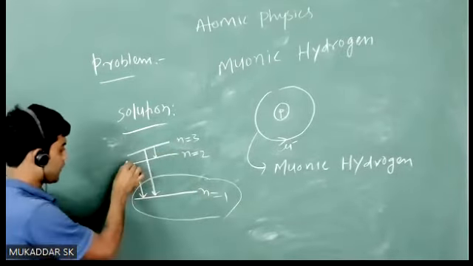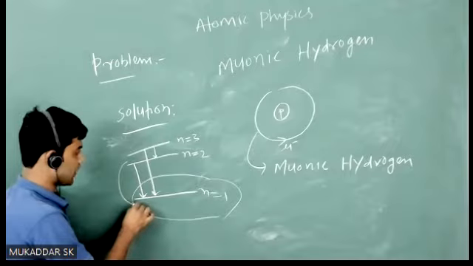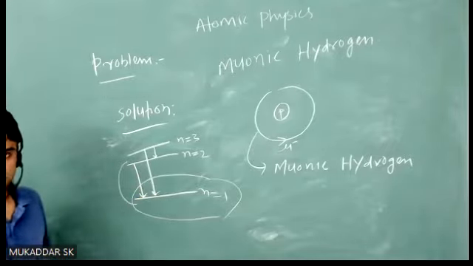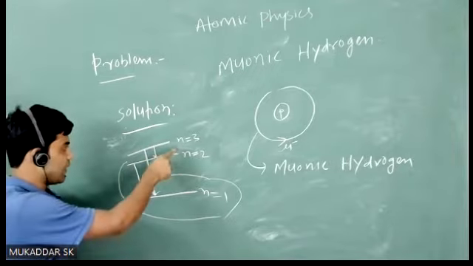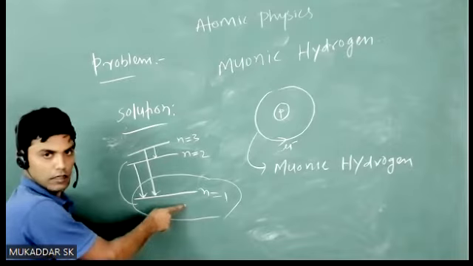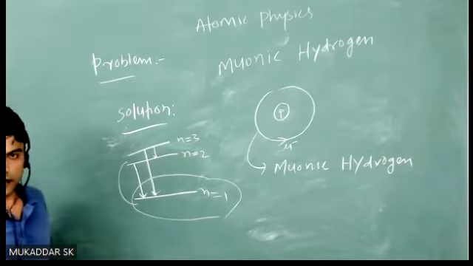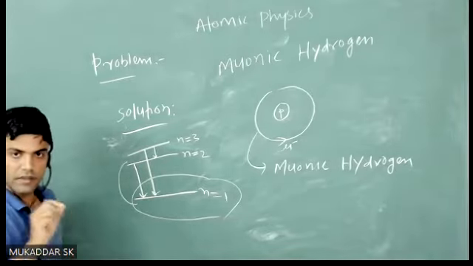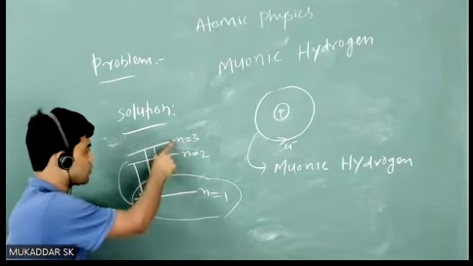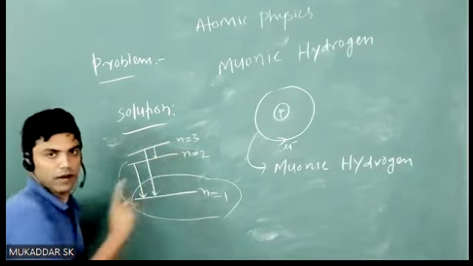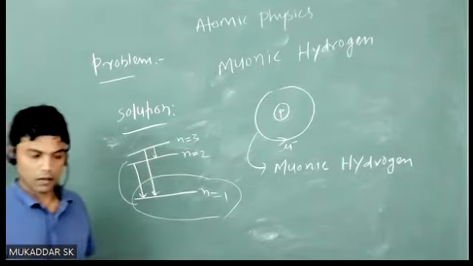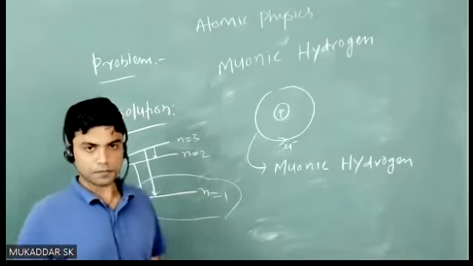So the energy difference of the second and first state will give you the energy of the first Lyman line. Similarly, the energy difference between n equals 3 and n equals 1 will provide the energy of the second Lyman line, and the energy difference between n equals 3 and n equals 2 will provide the energy of the first Balmer line. Did you people get what I am saying?